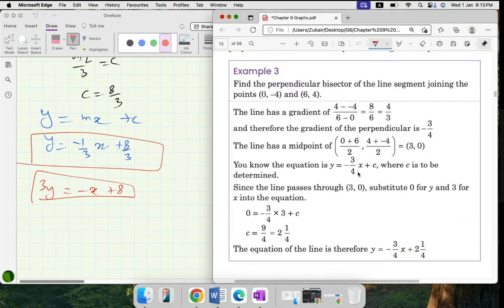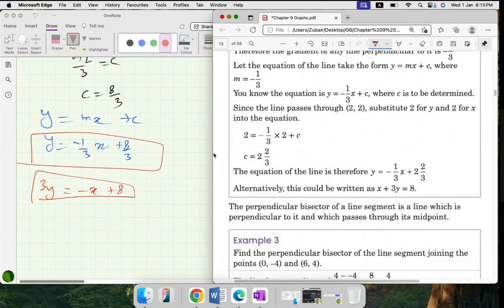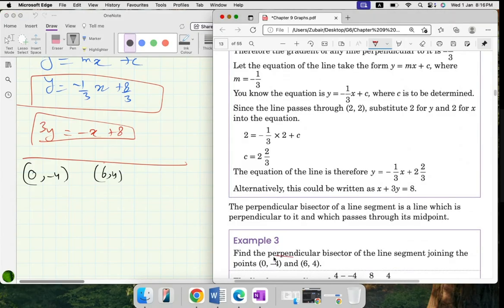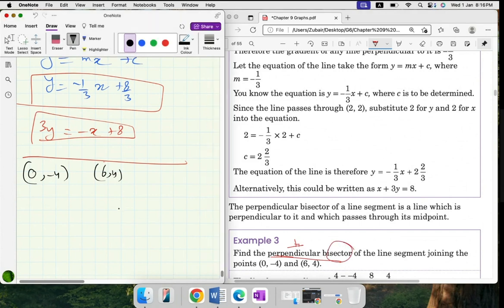Okay. Now example 3. In example 3, there are only 2 points given: 0, -4, and 6, 4. Now it says find the perpendicular bisector of line segment joining these two. Perpendicular bisector. One condition is it has to be at 90 degrees. The other is bisector. Bisector means it will pass through the midpoint.